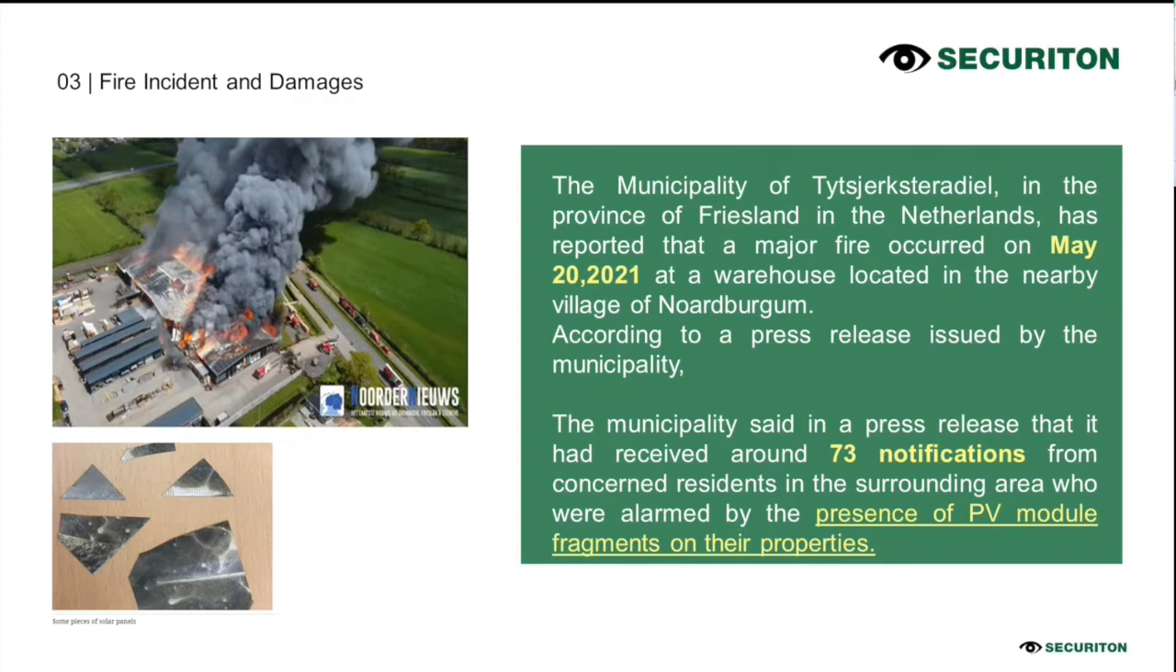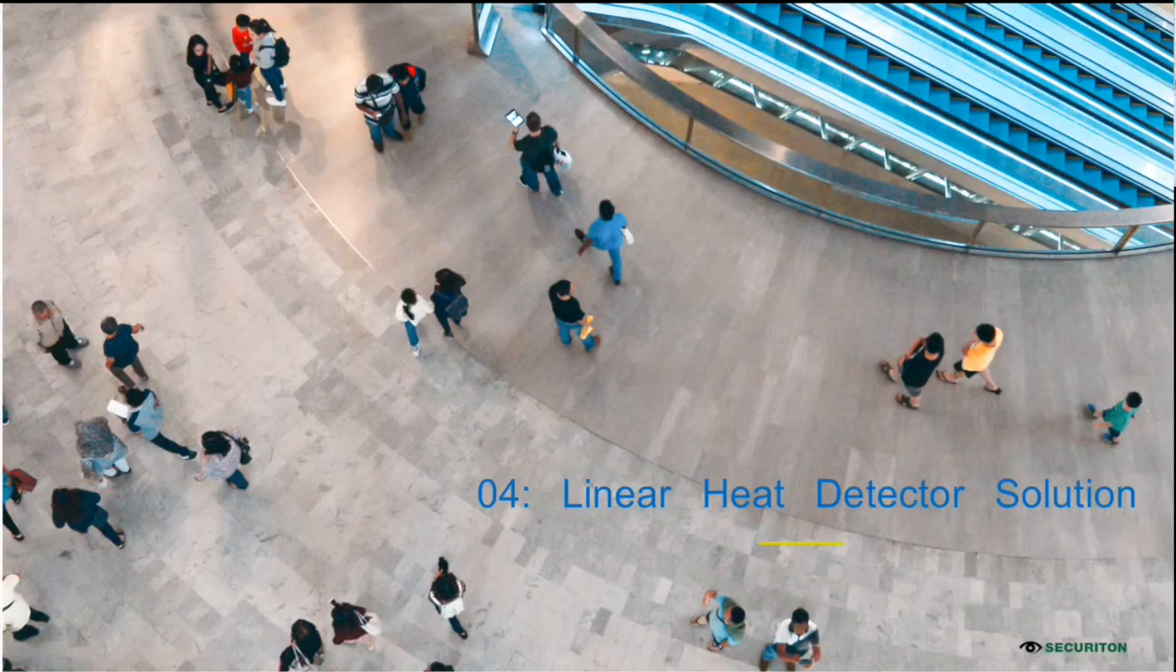So even during the fire, the process of the fires is quite drastic. And we need to address this at a very early stage so that it doesn't cause any major problems towards the end. Noting the information that I've shared with you guys, we need to get a solution for such problems. To address those issues, we have our linear heat detection solution from Securiton, which I'll be sharing shortly.